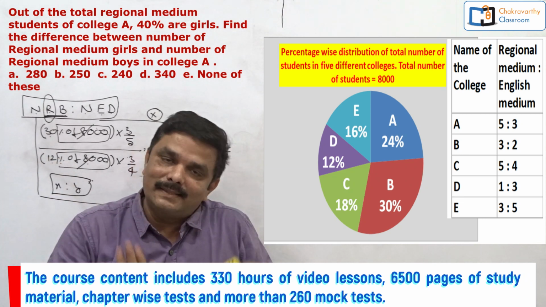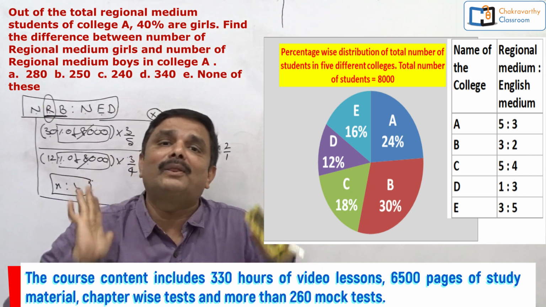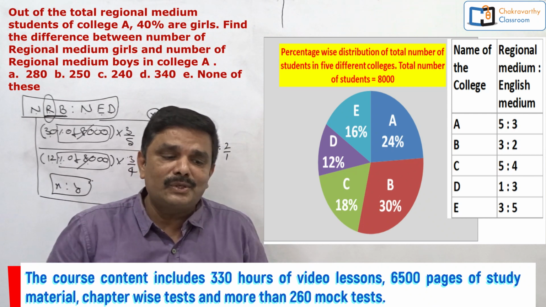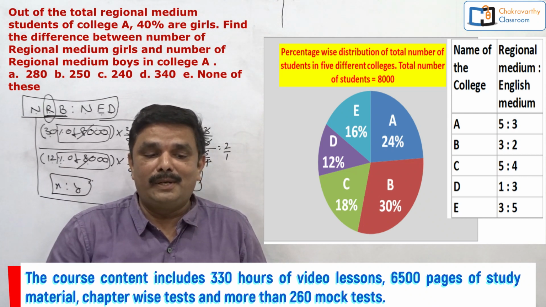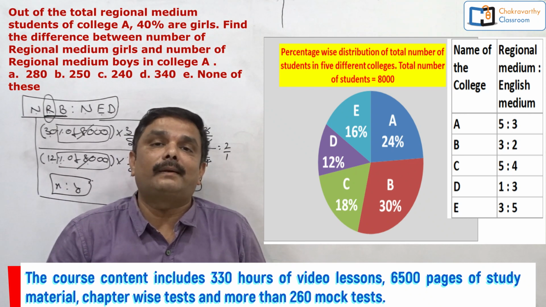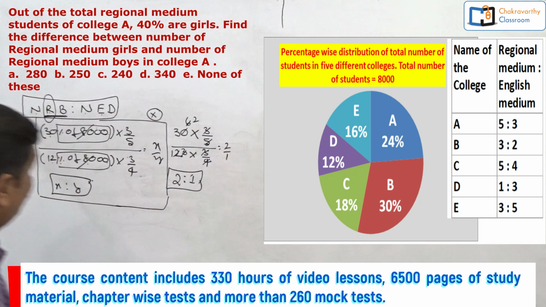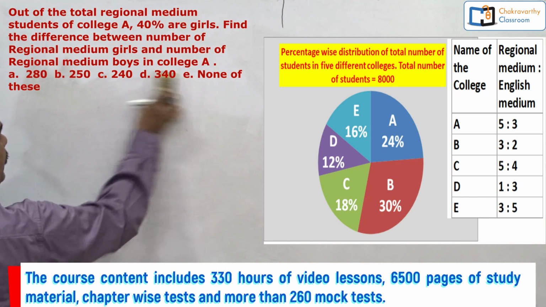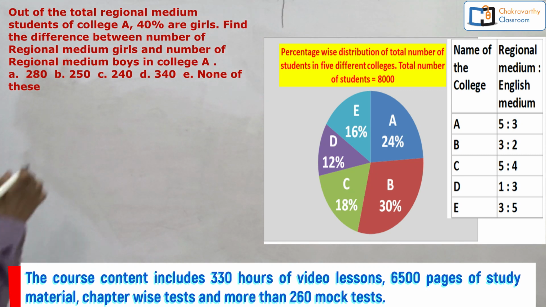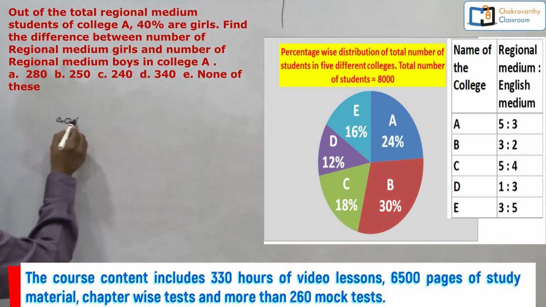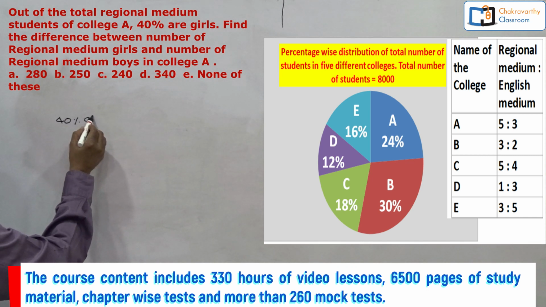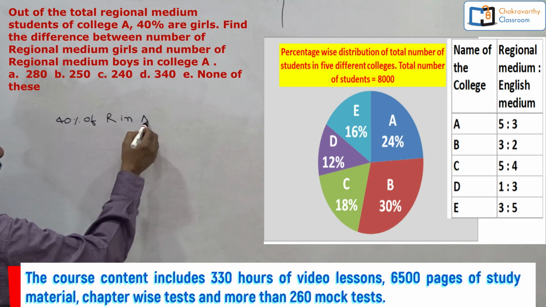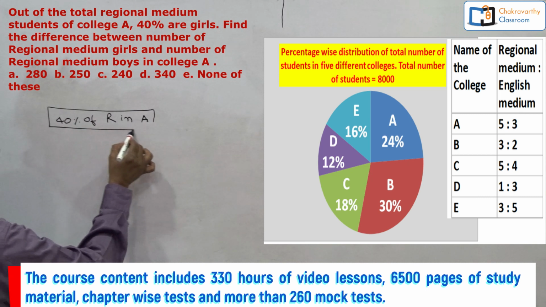Now first discuss this question with the conventional method, then we will go for a simple shortcut. In one step you can get the answer. But what's the conventional way, students, here? Out of total regional medium students of college A, 40% are girls. Now take the data here, take the numbers. Out of total regional medium students in college A, I need to find out 40% of regional medium students in college A. I need to find out this one first.